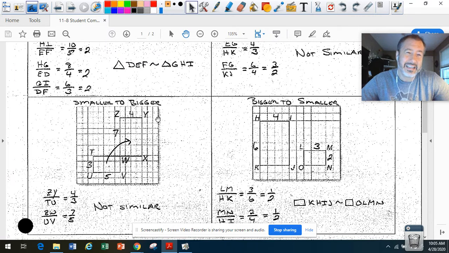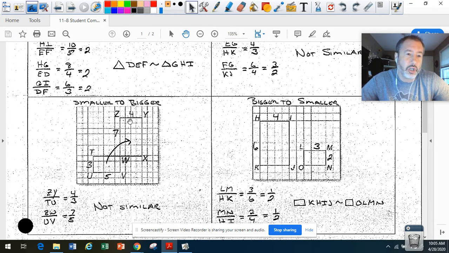Well, let's see if they are similar to each other. Let's start here with ZY. Now we know we're going smaller to larger, so the larger number has to be on top. We figure this is 3, this is 4.